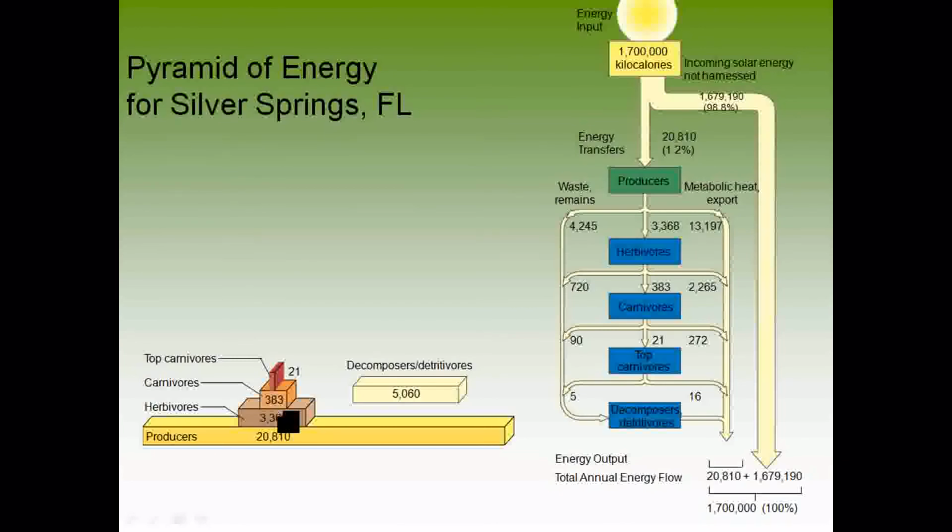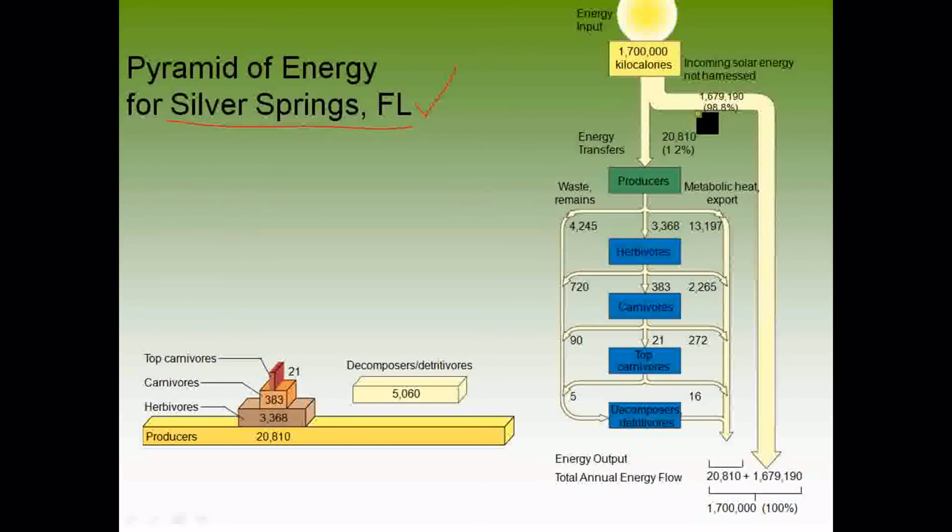Now, this isn't just some theoretical thing. We can measure. We can go to a place. Here's what environmental scientists do all the time. They'll go into an ecosystem like Silver Springs, and they'll measure the amount of kilocalories that's being released from the sun, or the amount of kilocalories that's landing in Silver Springs, Florida. And then what happens?